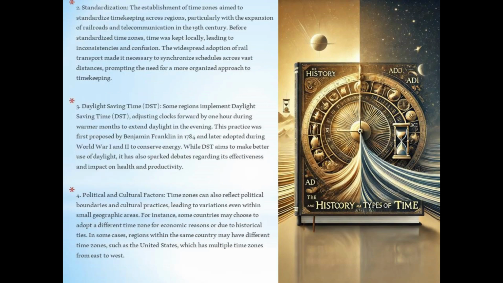Number 2. Standardization. The establishment of time zones aimed to standardize timekeeping across regions, particularly with the expansion of railroads and telecommunication in the 19th century. Before standardized time zones, time was kept locally, leading to inconsistencies and confusion. The widespread adoption of rail transport made it necessary to synchronize schedules across vast distances, promoting the need for a more organized approach to timekeeping.